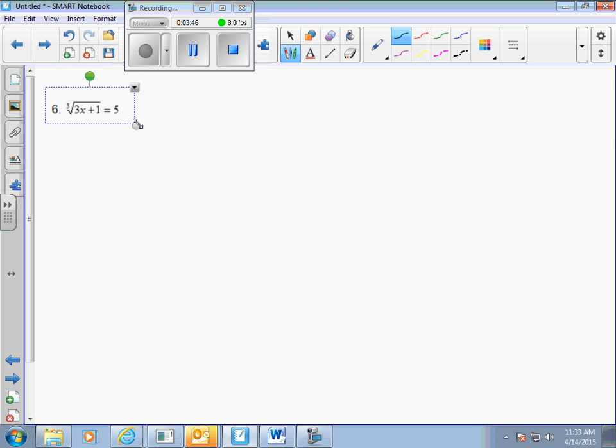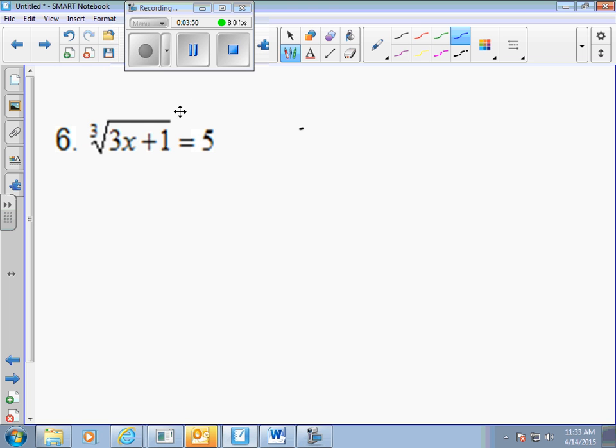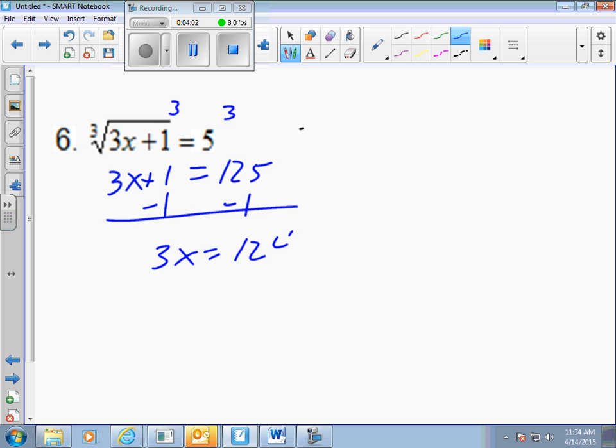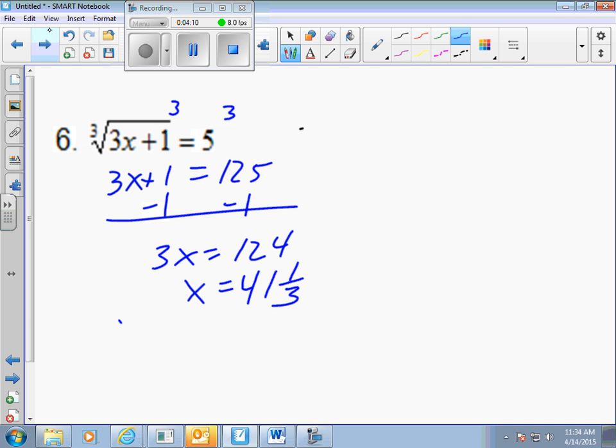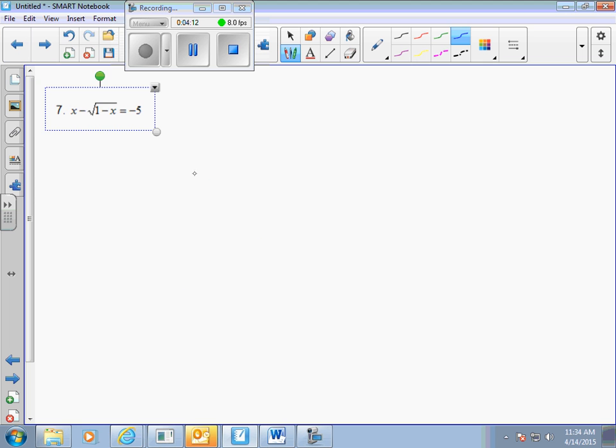Number 6, opposite operation of cube root is cubing, so I get 3x plus 1 equals 125, 5 cubed, minus 1, 3x equals 124, x must be 41 and 1/3, or 41.3 repeating. Either one is fine. Let's take a look at number 7.